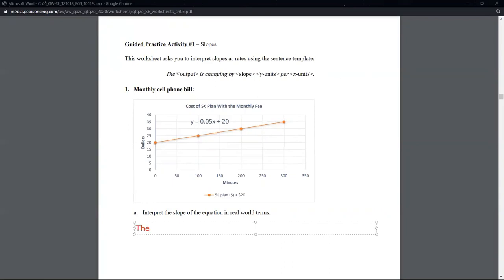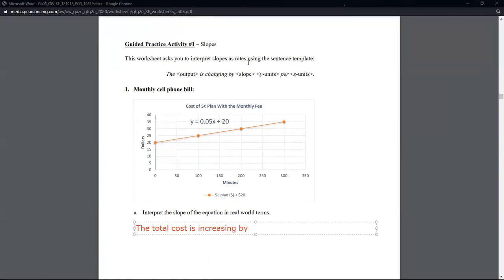So we say all right, the output. What exactly is the output? You might say dollars. The output's dollars because that's what Y is measured in. Well, Y is measured in dollars, but that's not the output. That's how it's measured. The output is the cost. Now, some might say cost, some might say total cost. I like total cost because that really implies it accounts for the variable and fixed amount. So the total cost is changing by, that's the next part of the template. Or if you didn't want to say it's changing by, you could say, well, it's increasing, so it's increasing by.